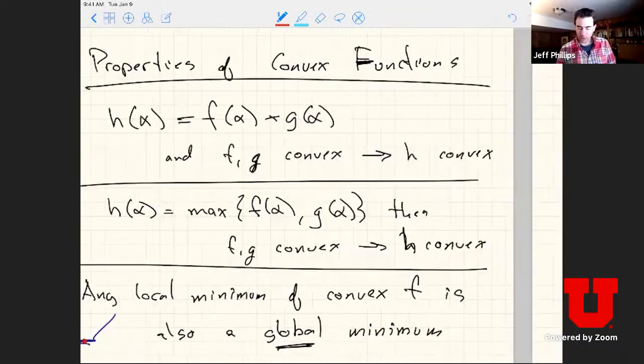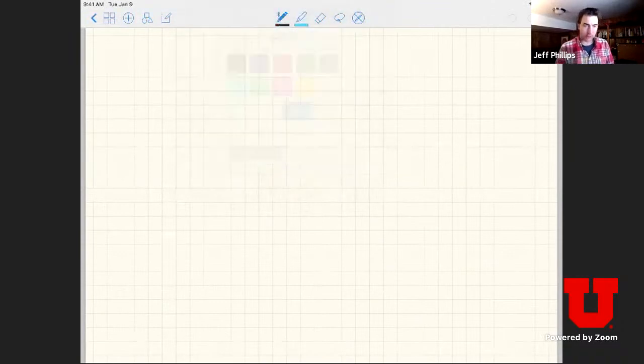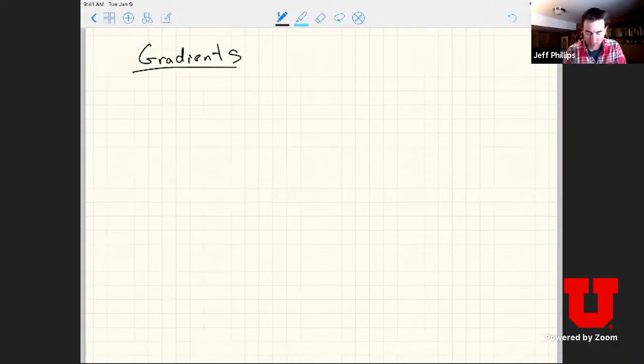All right, so I've been going a little bit slower than I wanted to, but we're going to define gradients. And I'll probably review some of this at the beginning of next lecture.